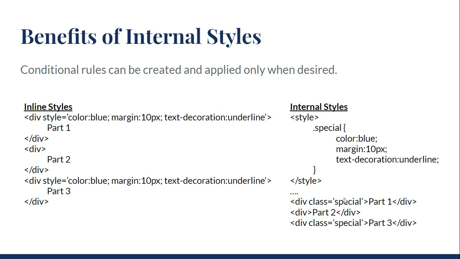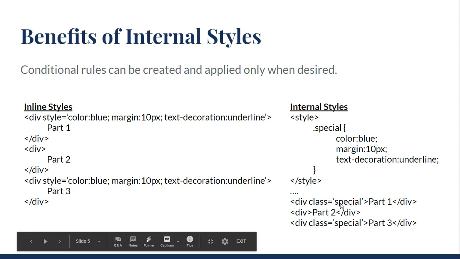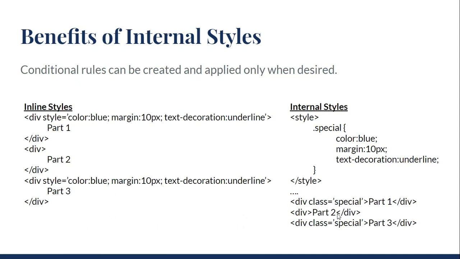And then you'll see down here in the HTML part, I just apply that class where I want it to be. So I use an attribute inside the div called class equals special. And I'm applying that to part 1 and part 3, not applying it to part 2. So now I have this style rule that I get to apply when I want to, but it doesn't affect all of the divs.